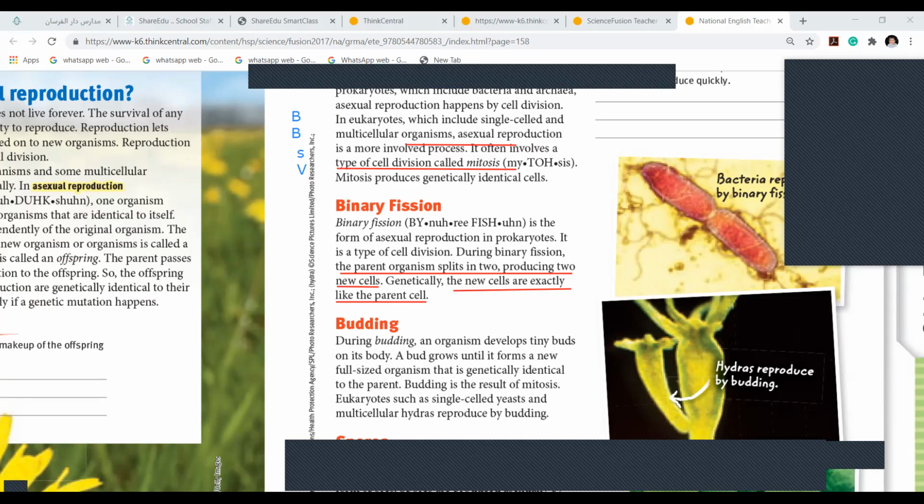Simple, girls. Imagine I have hydras in water. There is a new bud which comes out. That bud becomes a little bigger. When it becomes very big, it makes a new organism that is exactly identical. You know, we have something called a money plant.